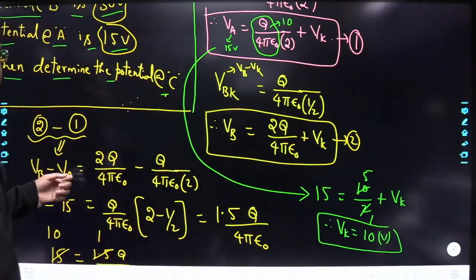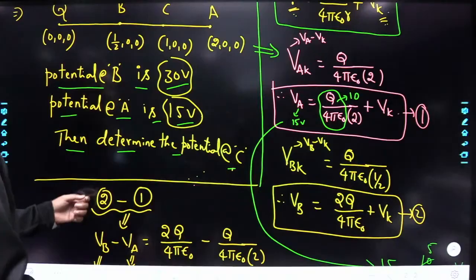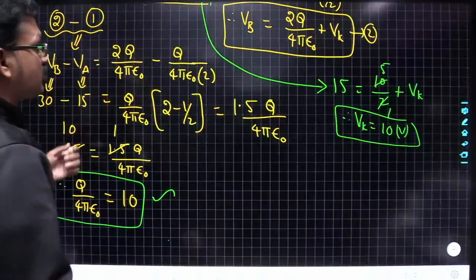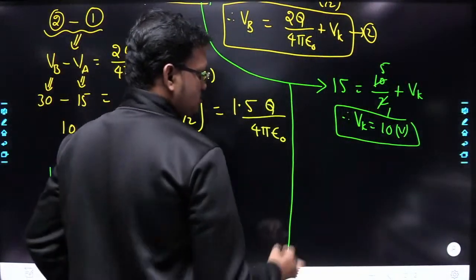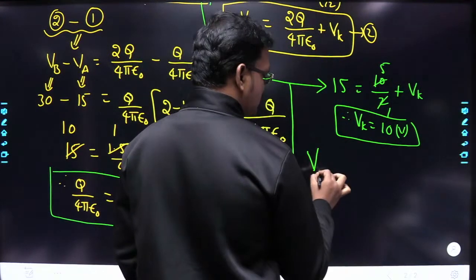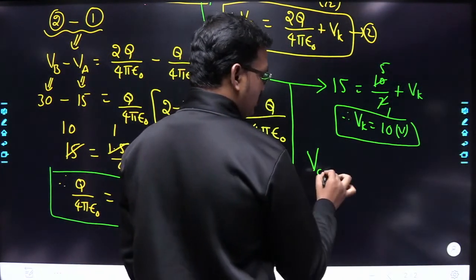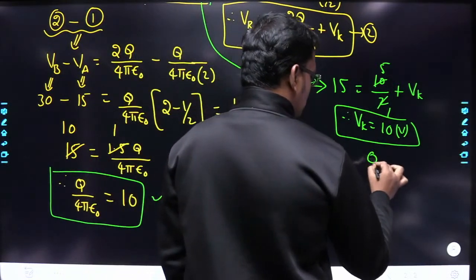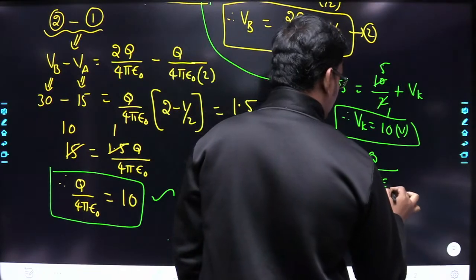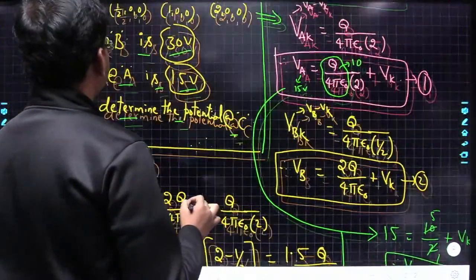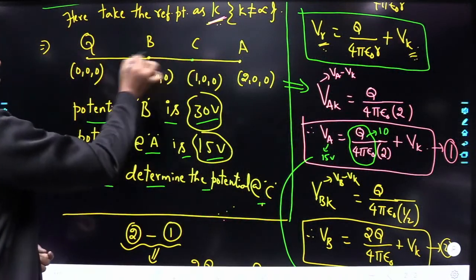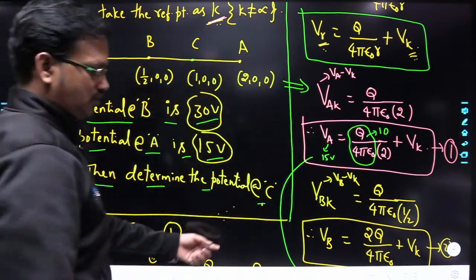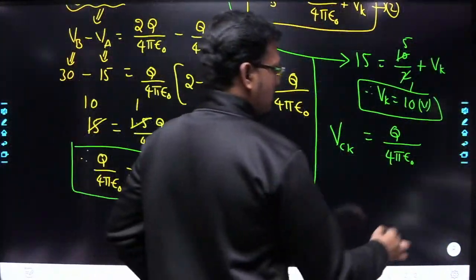Okay. Now you can determine the potential at point C. What is the potential at point C? We have to measure the potential at any point with respect to the given reference point, and the given reference point is K. So VCK is equal to Q by 4 pi epsilon naught. The potential at C due to this point charge Q is Q by 4 pi epsilon naught into the distance from here to here, that is 1.